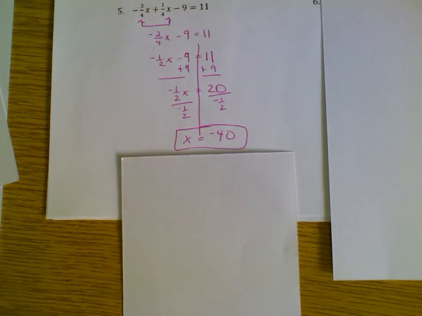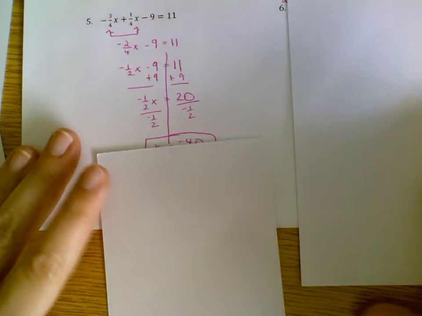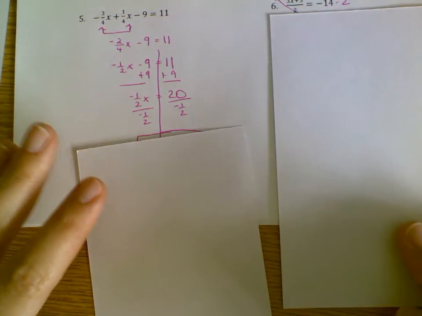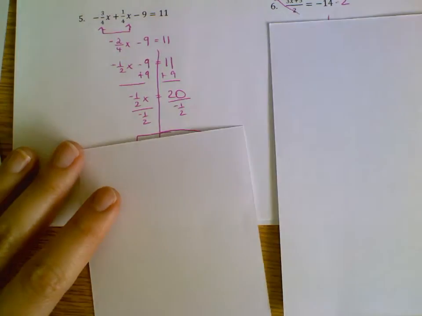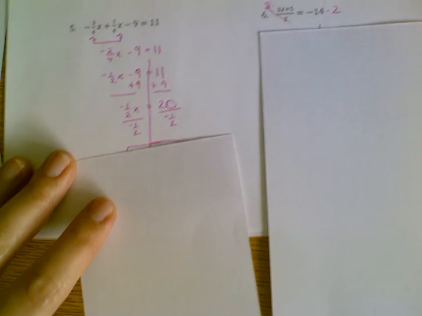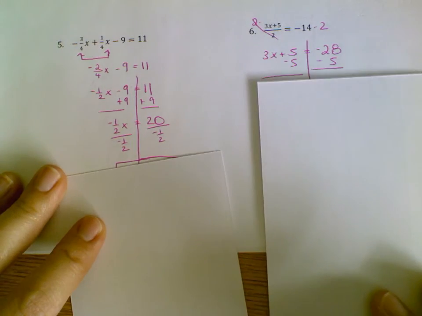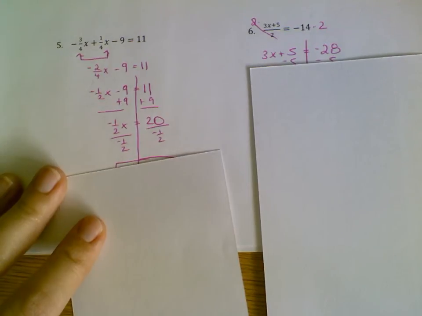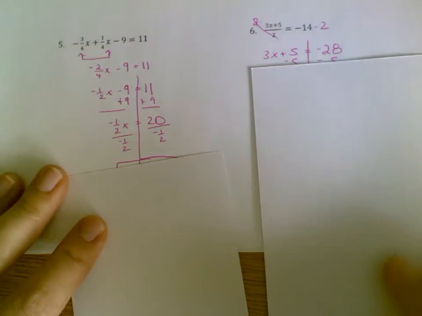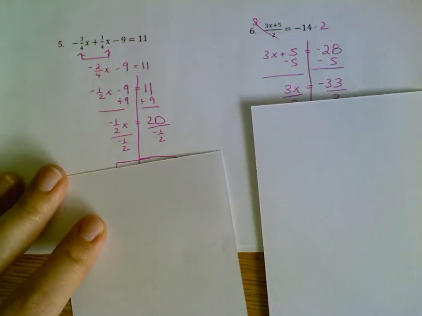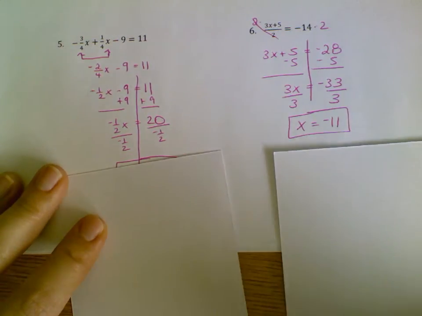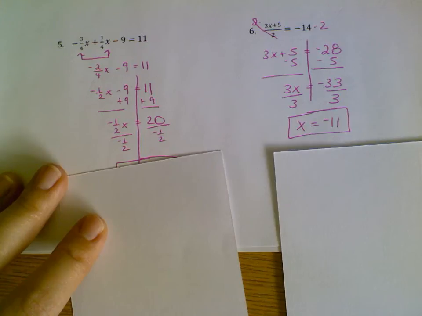I want you to pause the video and try number 6 because we did one of these yesterday. On number 6, your first step should be multiplying both sides by 2. So that would give you 3x plus 5 equaling -28. Then your next step would be subtracting 5, so you get 3x equaling -33. And your last step would be dividing by 3 so that you end up with -11.